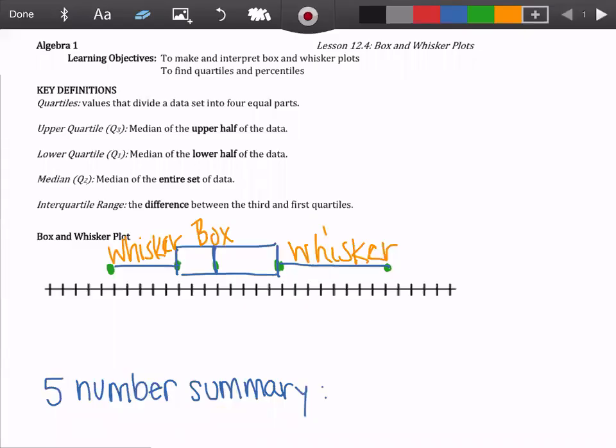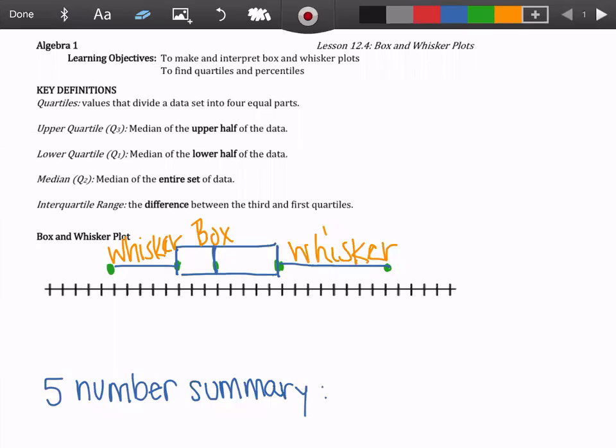In this video, we are going to learn how to make a box and whisker plot. In order to do that, we need to know some definitions. First of all, we are given a data set, and what we're going to do with that data set is use these definitions to make a box and whisker plot.